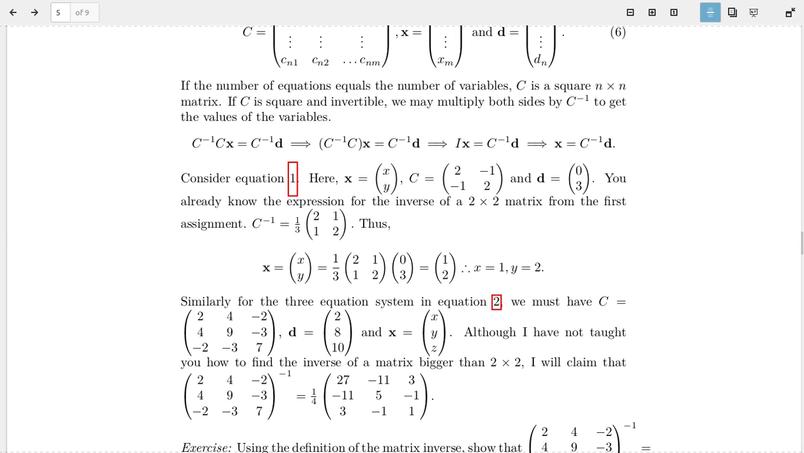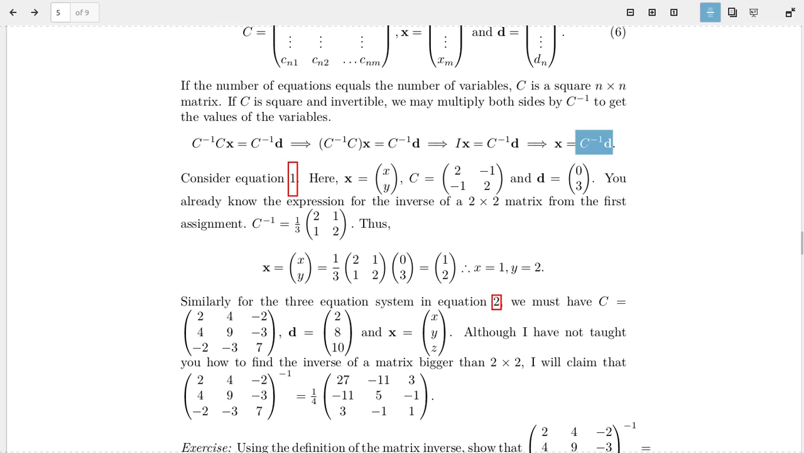Of course, this is the n by n identity. X is an n by 1 vector. C inverse C equals I, which gives you the n by n identity matrix. But Ix is just equal to X. And so X equals C inverse D. X is, of course, the solution set, the set of variables.